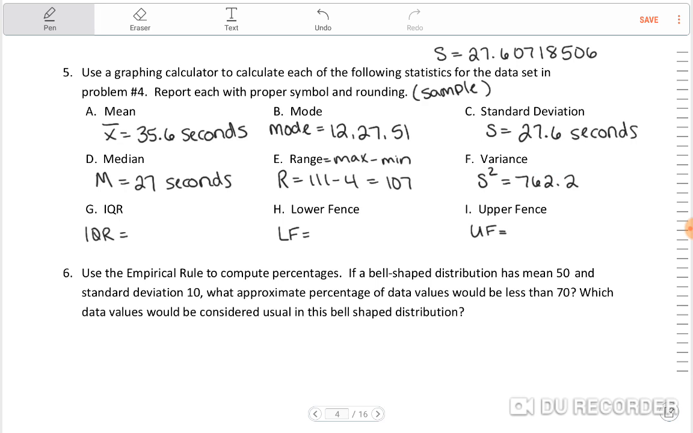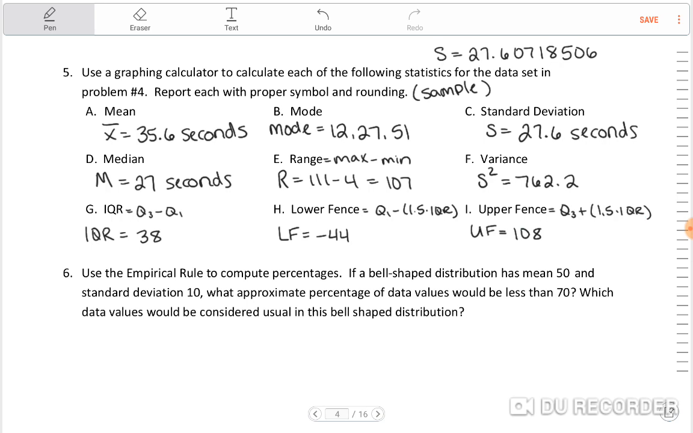Interquartile range, we found that on the previous page, right? You took your third quartile minus the first quartile, so Q3 minus Q1. I'm just going to go ahead and write down what we found already, 38. The lower fence, again, we have that formula, which is Q1 minus 1.5 times the interquartile range, which we found to be negative 44. And the upper fence was Q3 plus 1.5 times the interquartile range, and we get that one to be 108. I think that completes that little table there.